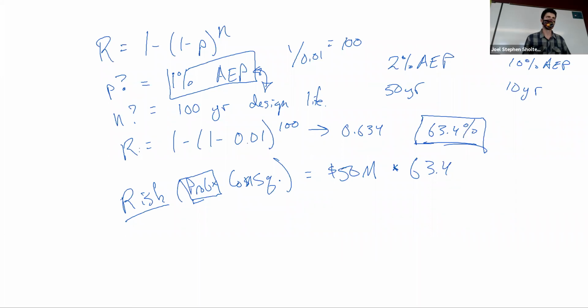When you multiply that out, you still get a huge number. Okay, so 63.4% is the expected probability of the bridge overtopping over 100 years. And I'm multiplying that by 50 million, which is the consequence of that happening. So then you get like 31 million. So that's the quote unquote economic risk.